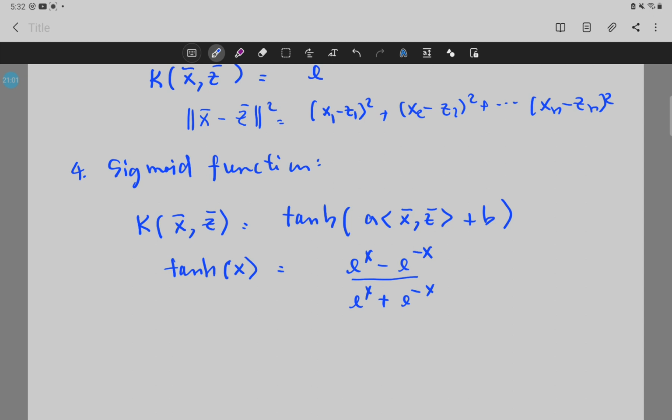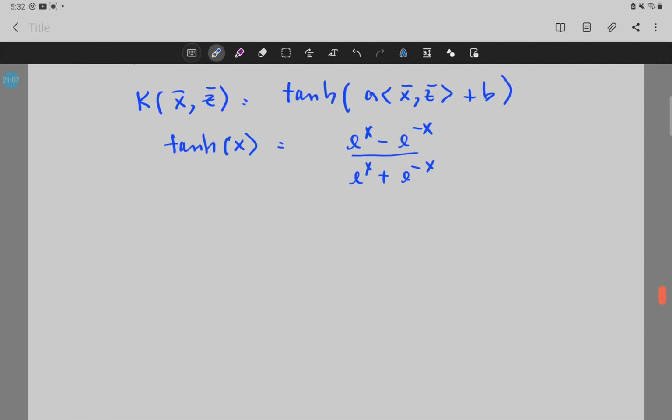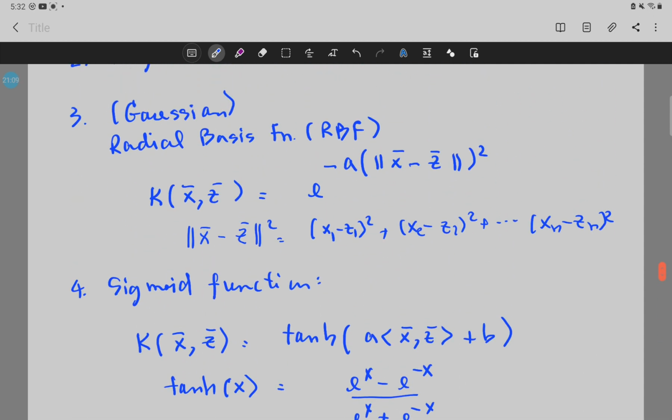So what's the meaning of the kernel function? I think it's best to look at this case, which is the Gaussian type. If you take a look here, any data points like x and z, if they are near each other, when you use the Gaussian function, you will have a large value of k, the kernel function.